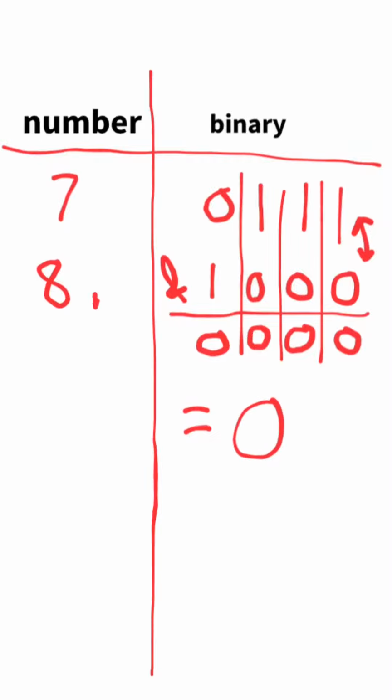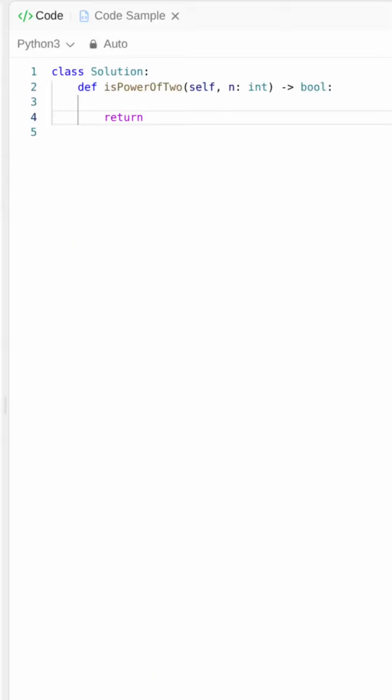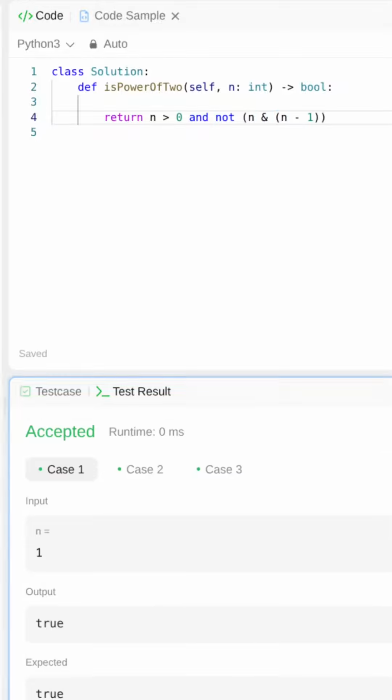So whenever a number n and the previous number n minus 1 are bitwise ANDed with each other, if the result is 0, then that means it's a power of 2. So our solution can be this one-liner: return n is greater than 0 and not n bitwise AND n minus 1. The time and space complexity for the solution are both constant.